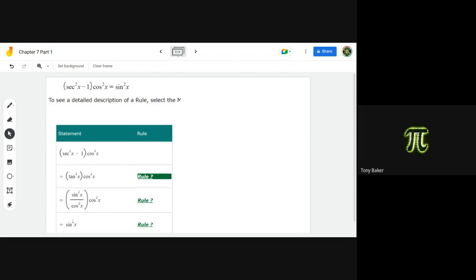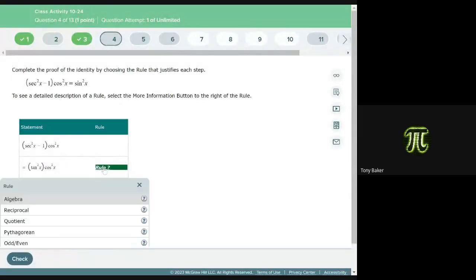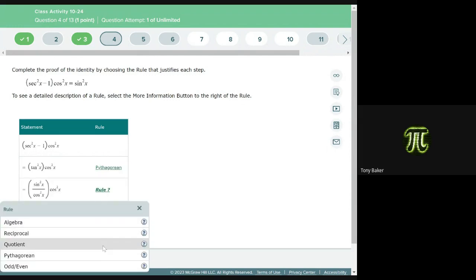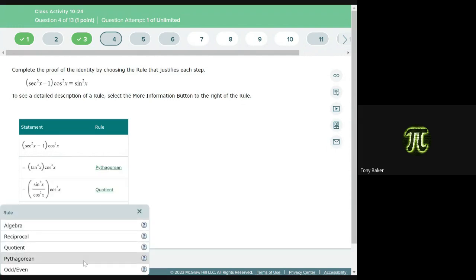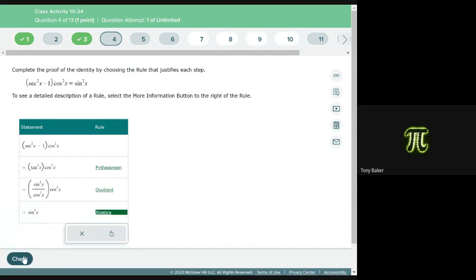So we've switched to sines and cosines because now everything's in sines and cosines. Makes life easy to cancel stuff out. So now they've just taken those two cosines and canceled them out. That's an algebraic step. So we go back over here. We did Pythagorean, quotient, and algebra.